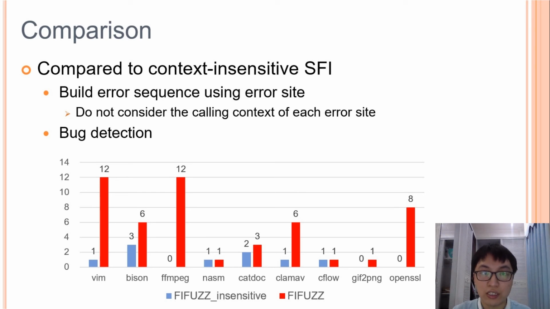In order to show the effectiveness of our context-sensitive software fault injection, we replace it with a context-insensitive one and evaluate it. In the evaluation, we use error site to build error sequence, without considering their calling context. The evaluation results show that this method finds fewer bugs in each program than FreeFuzz, and totally only 9 bugs are found. This shows that our context-sensitive software fault injection is effective in finding deep error handling bugs in different calling contexts.